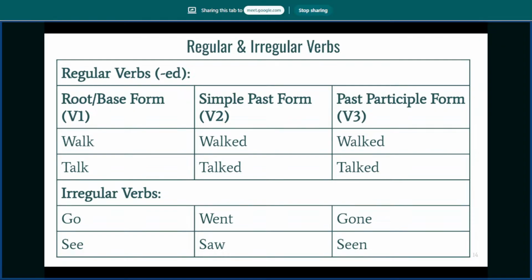अभी ये जो हमारा V2 फॉर्म है वो उसको हम सिंपल पास्ट टेंस में ही यूज करते हैं. वेयर V3 फॉर्म जो हमारा है इनको हम परफेक्ट टेंसेस में मोस्टली यूज करते हैं. ओके. हैव, हैड के साथ में जो हम आगे देखेंगे. अभी के लिए हमें कंफ्यूज नहीं होना है.